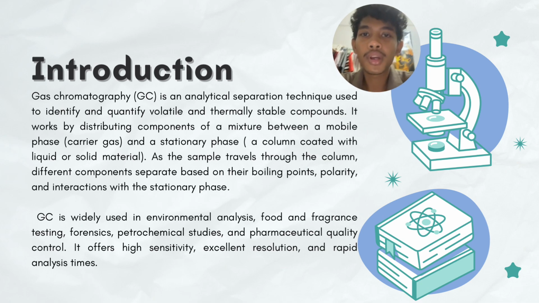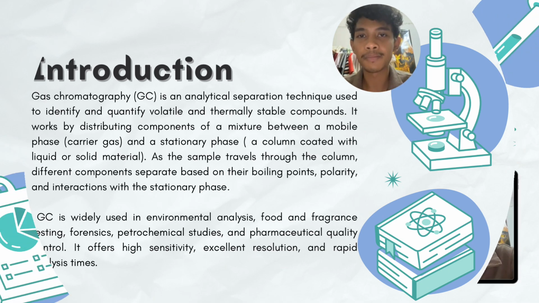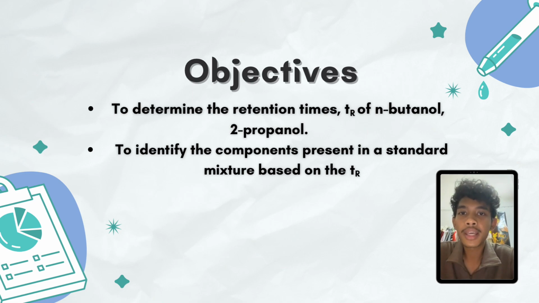chromatogram. Gas chromatography is widely used in environmental analysis, food and fragrance testing, forensics, petrochemical studies, and also pharmaceutical quality control. It offers high sensitivity, excellent resolution, and also rapid analysis time. Moreover, the objective of the gas chromatography experiment is to determine the retention times, TR, of n-butanol and also 2-propanol. The second one is to identify the components present in a standard mixture based on the retention time.